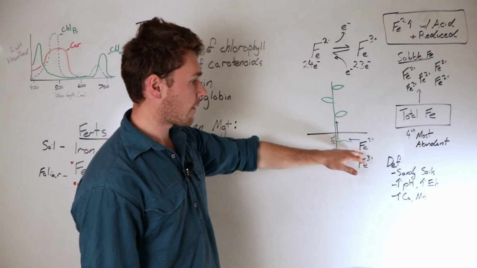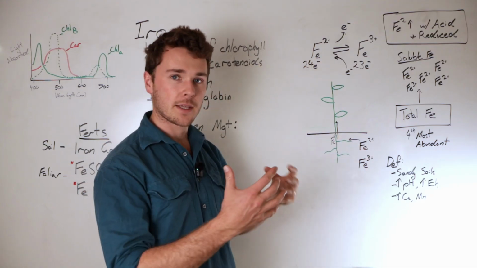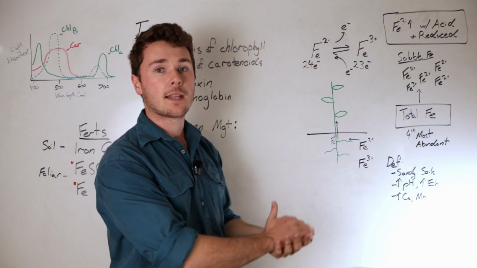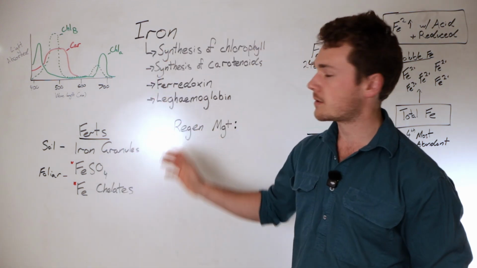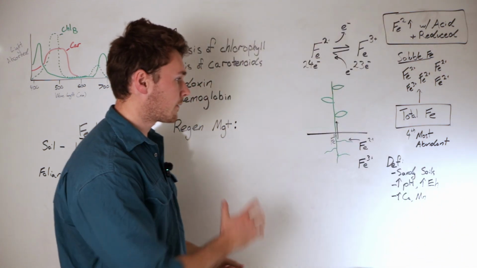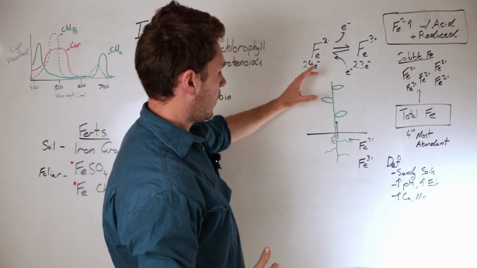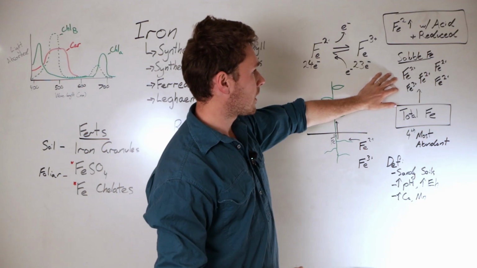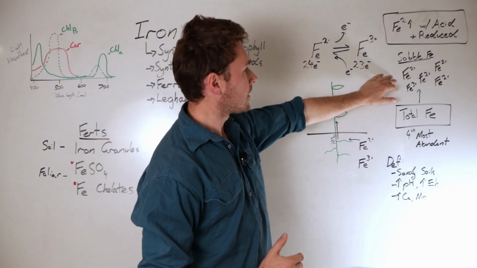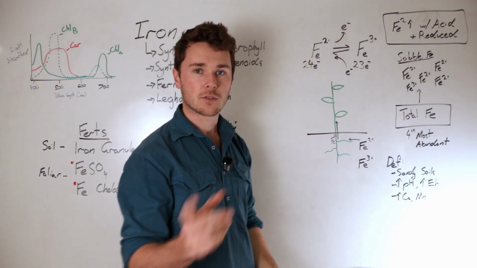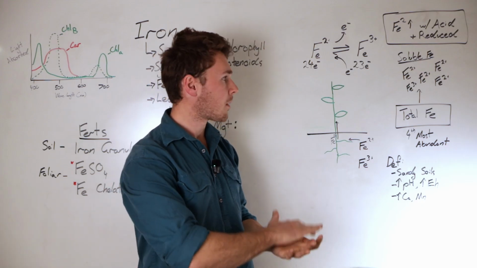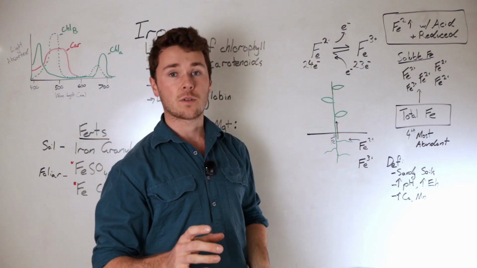So ideally, we want to have everything in iron 2, so it can be taken up easily, transported through the plant, and then actually used in these things. Because there's no point in having iron in the plant if it's not actually used for anything. So what that means is we need soluble iron in the iron 2 oxidation state. Iron 2 tends to be the most soluble, which means there's not too much of a problem with iron 3 unless the soil is oxidized.